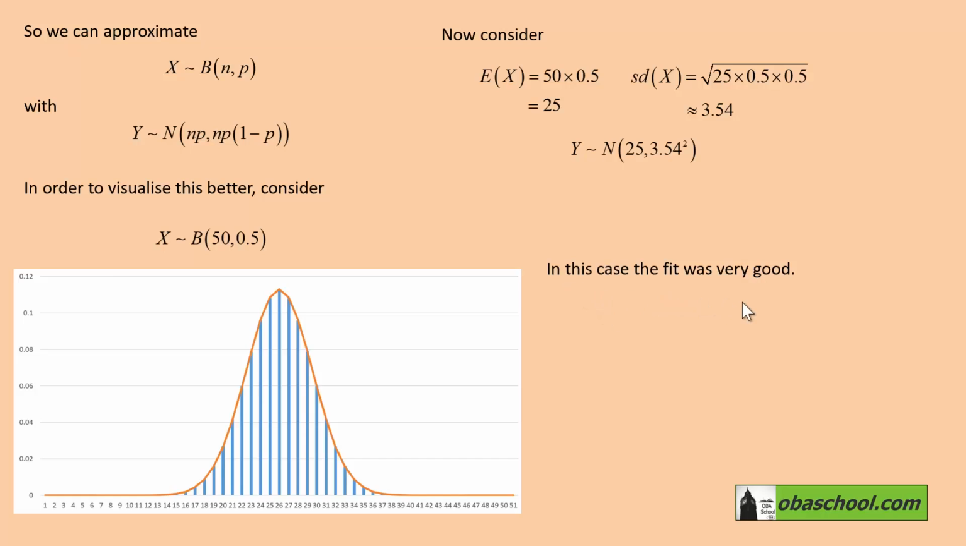In this case, the fit was very good. We started with p equals 0.5, so the original binomial distribution was symmetrical, and of course we know the normal is symmetrical, so that's a situation where we'd expect a very good fit.